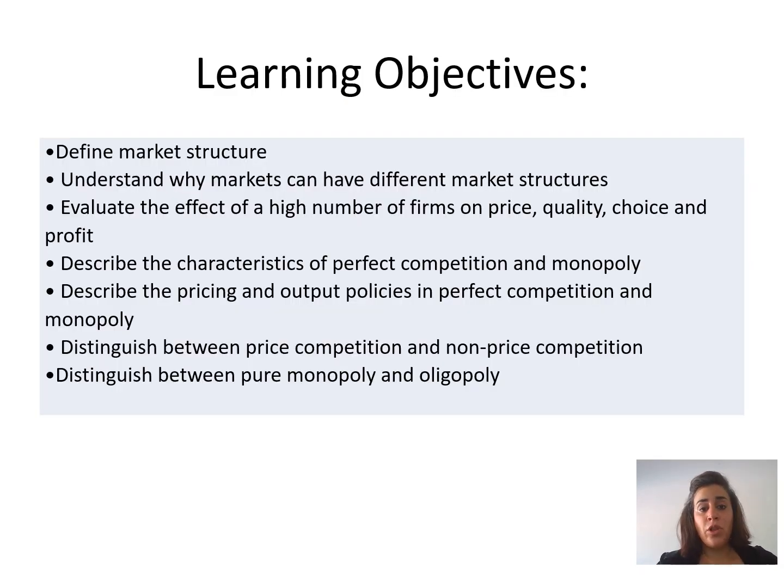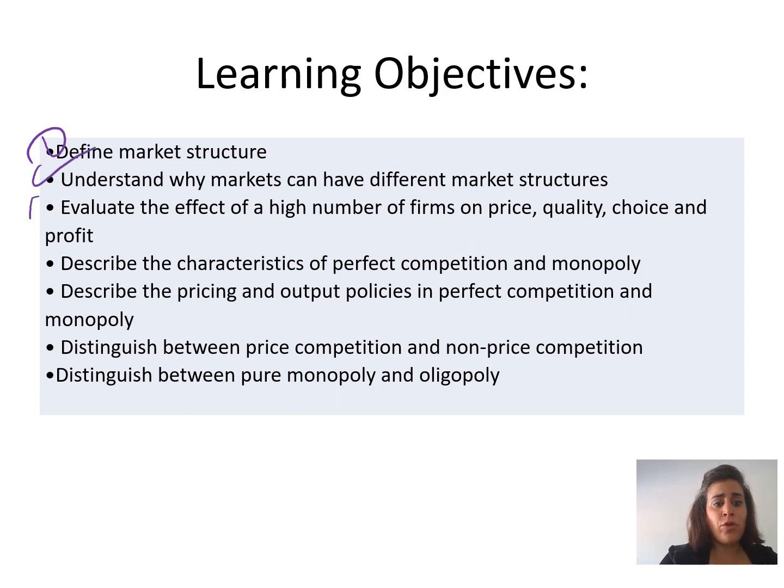So these are the learning objectives for the lesson. The first one is defining a market structure. Then we need to know why markets have different market structures. So why some markets are a monopoly, why the other ones are pure competition, why other ones are oligopoly, and so on. So this would be the second objective.